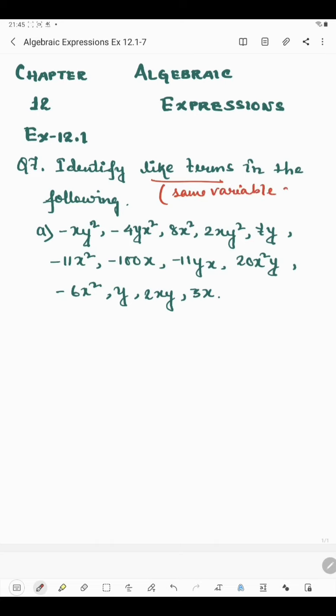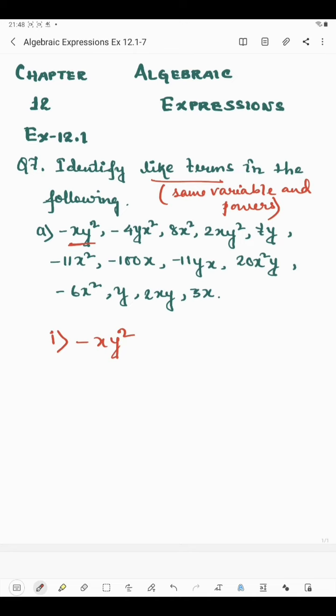and powers. Okay. Now here terms are given. Among this we will have to identify the like terms. Now at first we have minus x y square. So if we get the same variable, then we'll put this with minus x y square.